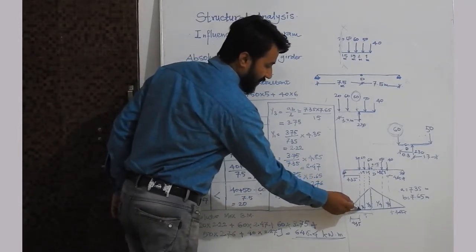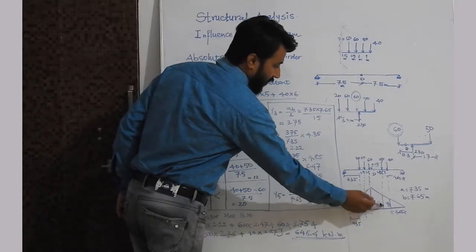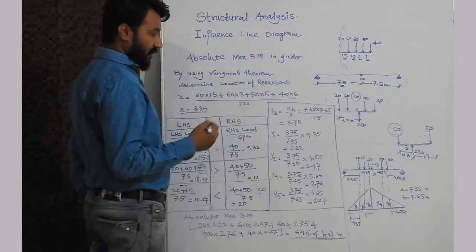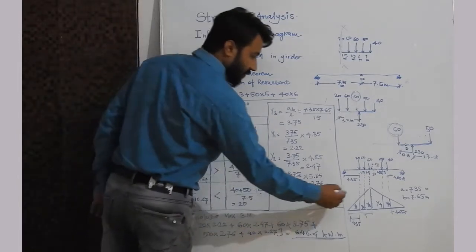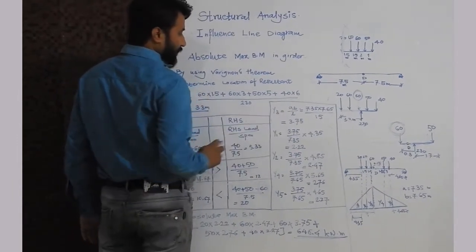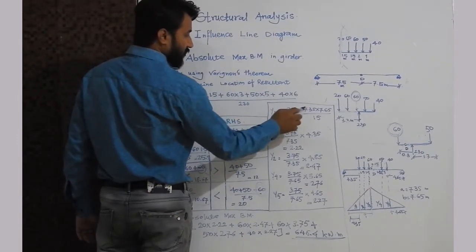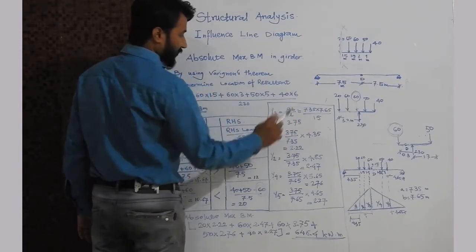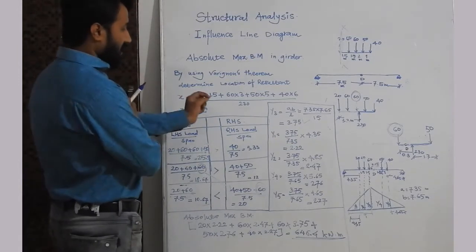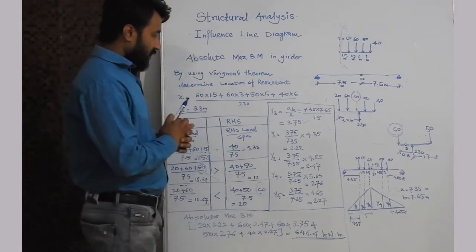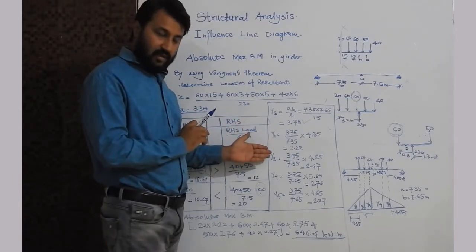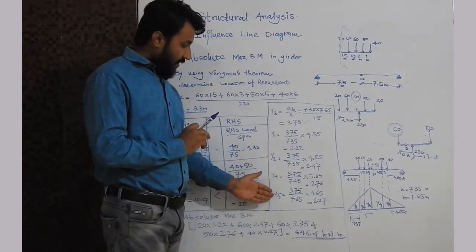So we will mark these as Y1, Y2, Y3, Y4 and Y5 for the loads of 20, 60, 60, 50 and 40 kilonewton respectively. So the value of Y3, we know that Y3 is AB by L. A is 7.35 into B is 7.65 divided by L, which is 15. So we are getting the value of Y3 as 3.75.